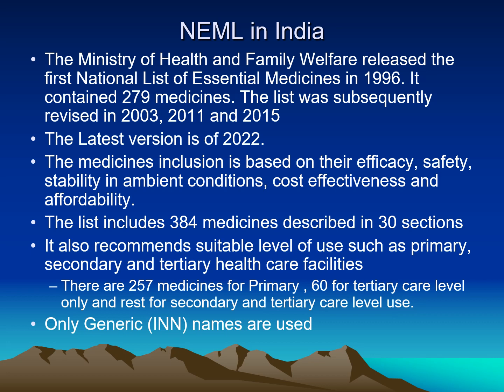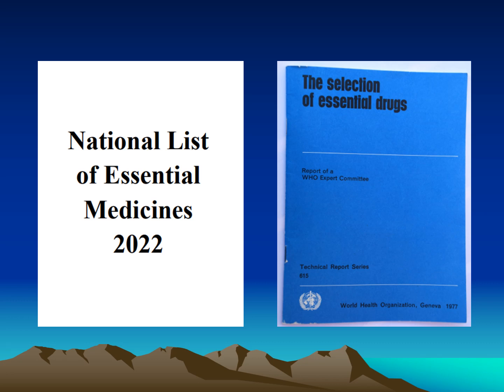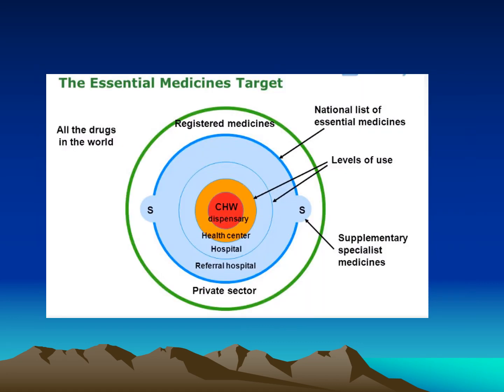Approximately 257 medicines are for primary, 60 are for tertiary care level, and the remaining are for both primary and tertiary care level. By primary, I mean they can also be used for secondary and tertiary level. Only generic, international, non-proprietary names are used in this. This is the facsimile of the WHO model list and the national list of essential medicines.